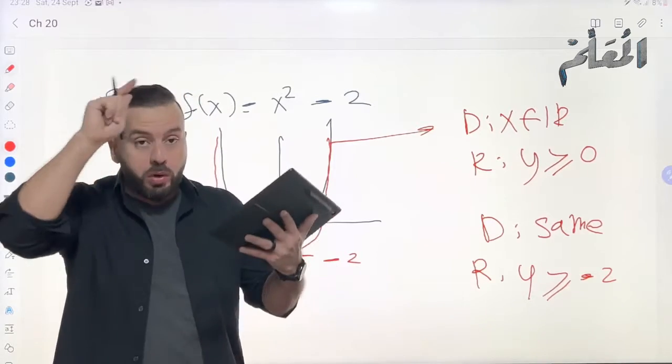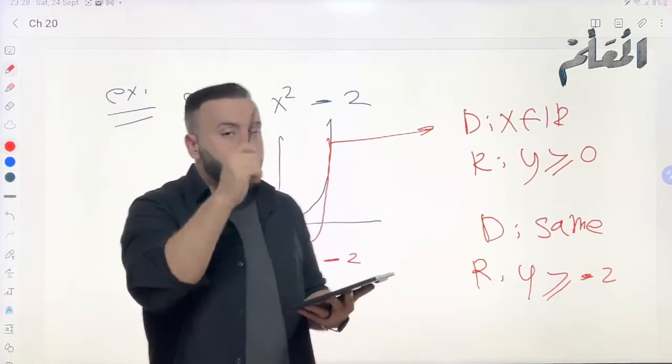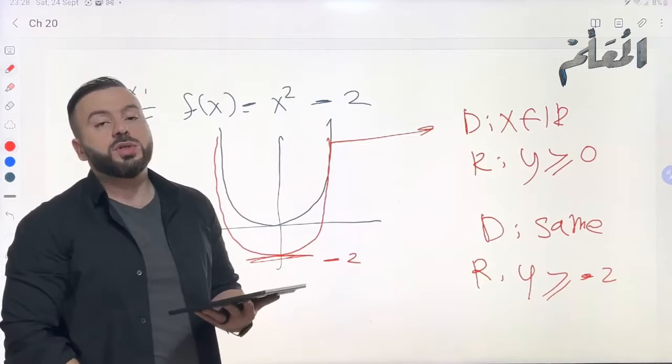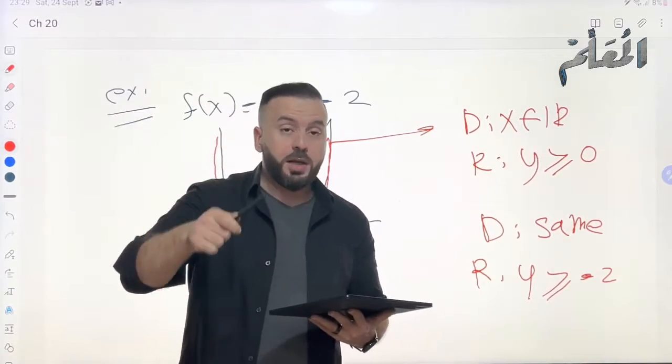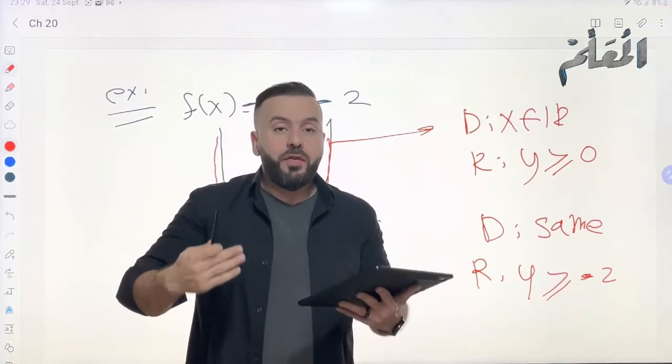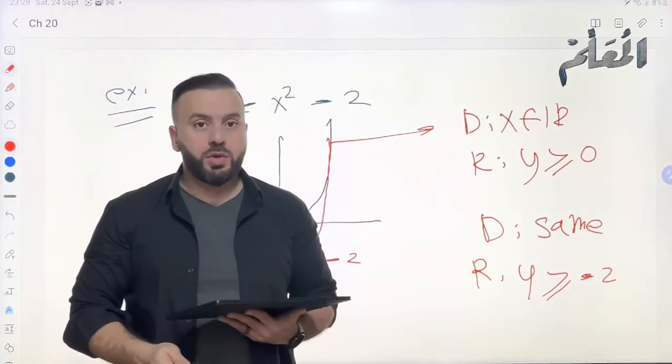Transformations, you need to try all the transformations and check. Use the quadratic function, which is x squared, the parent one, and try all the transformations so you can understand what the effect is going to be on the domain and range.